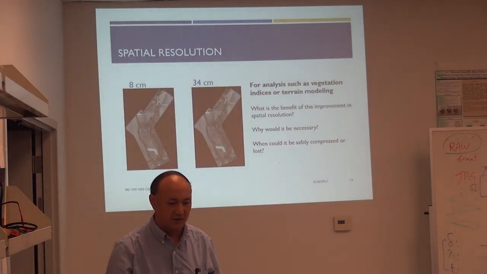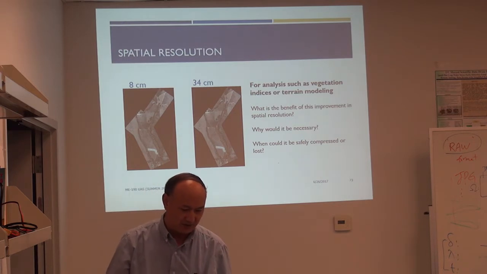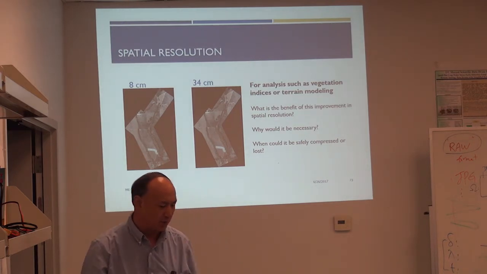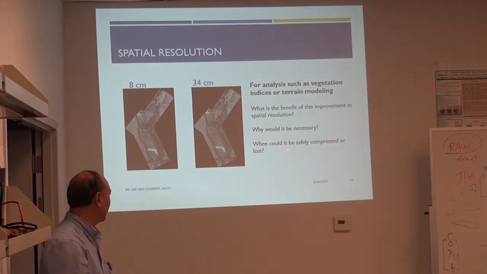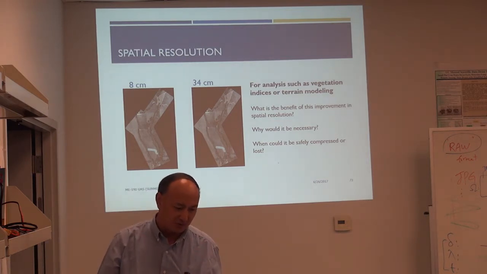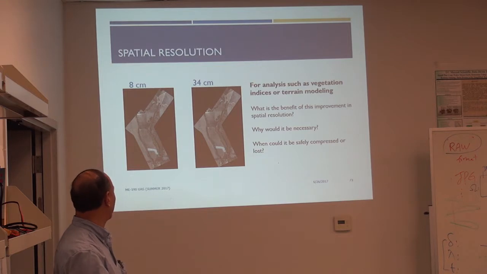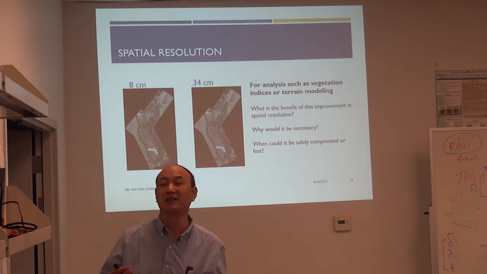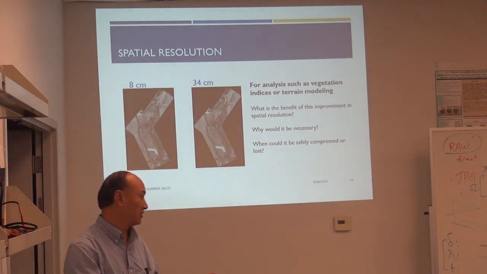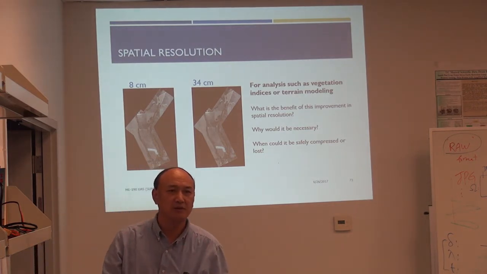Okay, so first of all, take a look at the spatial resolution. You have the same place, but you have different resolutions. So terrain modeling of vegetation index: what are the benefits of this improvement in spatial resolution? Why would it be necessary? Can the information be safely compressed or lost? This spatial resolution, 8 cm versus 34 cm, clearly they are different. But is this really needed? If, oh yeah, actually 50 centimeter would be enough, then why bother going to 8 centimeter? You overkill the problem, right?